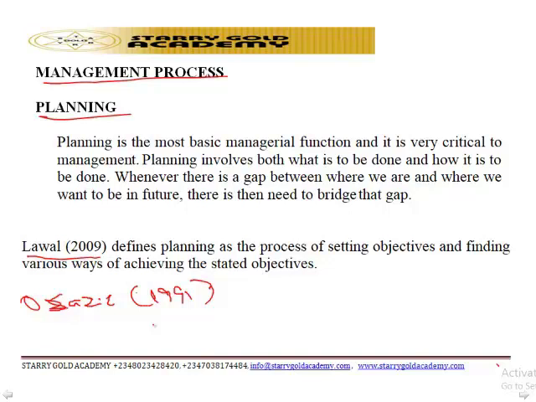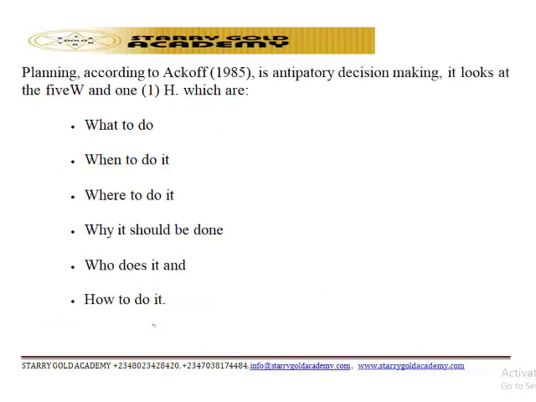And according to Akov in 1985, planning is anticipated decision making. Planning is anticipated decision making. It looks at 5 W's and 1 H. The first W is what to do, when to do, where to do, why it should be done, who does it, and how to do it. That is according to Akov in 1985, when he was describing planning. He said planning is an anticipated decision making that looks at 5 W's and 1 H.